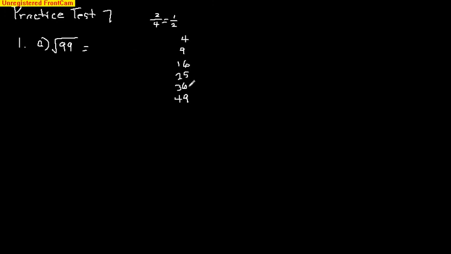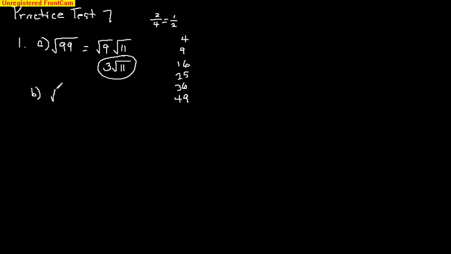None of these go into 99. So we break it into the biggest perfect square that goes into 99, and then what's left when we divide it. So 99 divided by 9 is 11. Then we can simplify. The square root of 99 is 3 square root of 11. We can't simplify it anymore because there's no perfect squares that go into it, so this is our final answer. Go on to B.